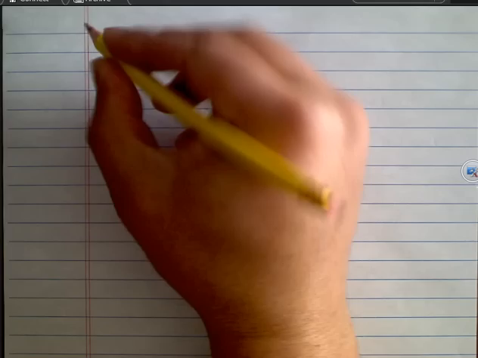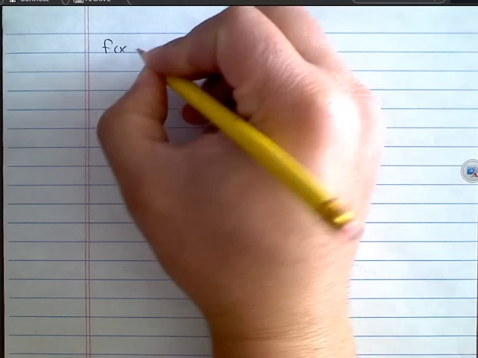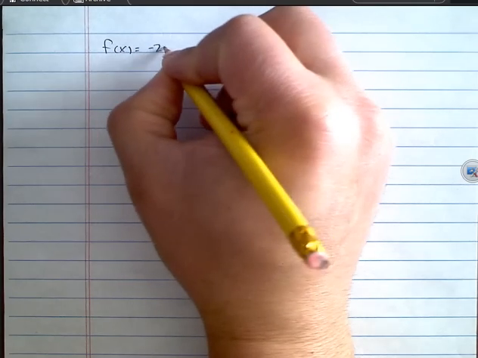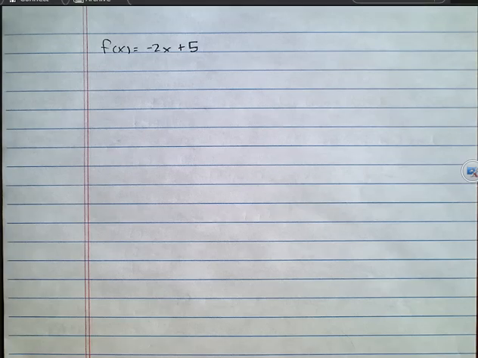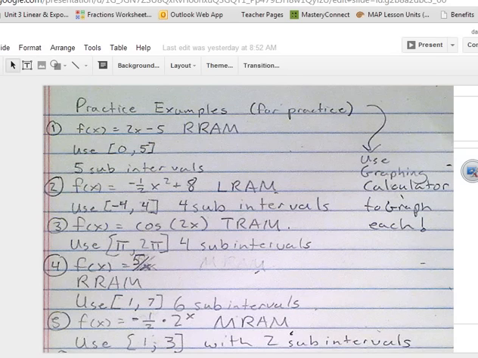So f of x is equal to negative 2x plus 5. Let me double check that, make sure it's right. Alright, nope, it's backwards. It's 2x minus 5. Okay, let me just correct that. 2x minus 5. RRAM, 0 to 5, 5 subintervals.